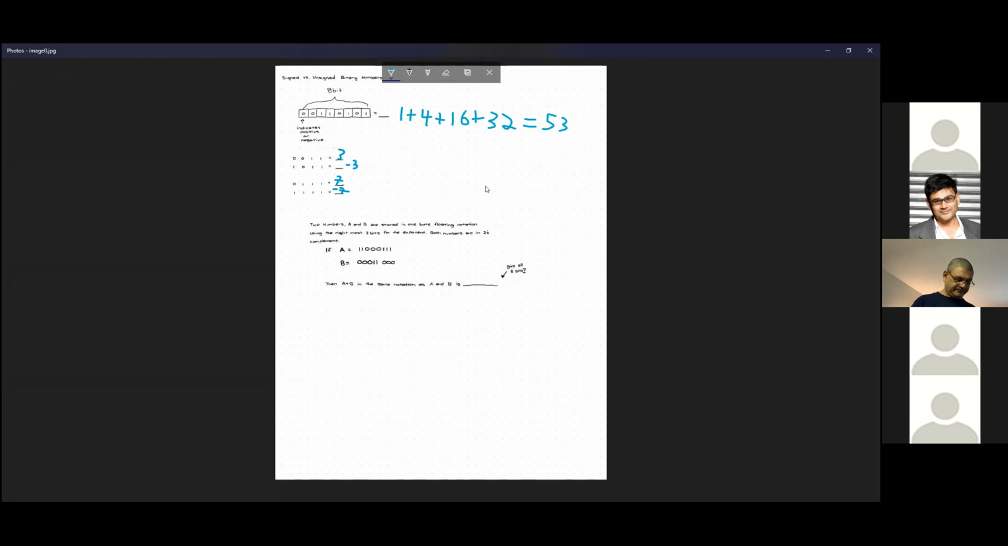We have two numbers, A and B, stored in 1 byte floating notation using the rightmost 3 bits for the exponent. Interesting. Oh, floating point. Okay. Can you zoom in a little bit, please? Oh yeah, sorry, certainly. I made it really small. At some point, I would also like to see that other problem worked out.